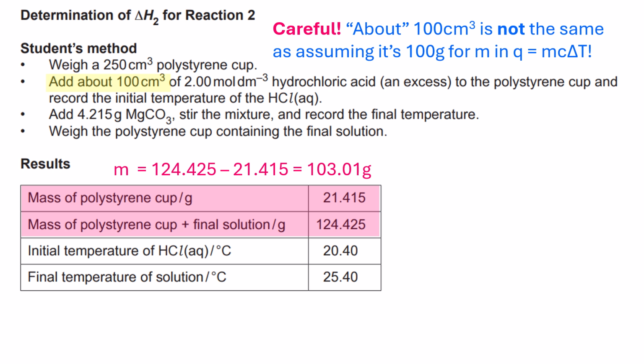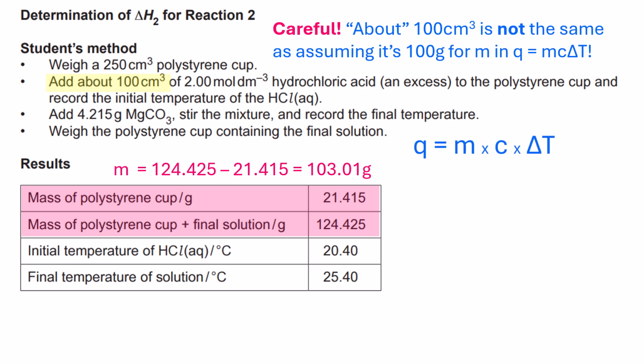103.01 centimeters cubed. You're making the assumption that the density of the solution is the same as that of water, and you're also making the assumption that the specific heat capacity of the solution, which would be c, is the same as that for water, which is 4.18, which comes from the data sheet you'd get when you're doing this in an actual exam or paper.